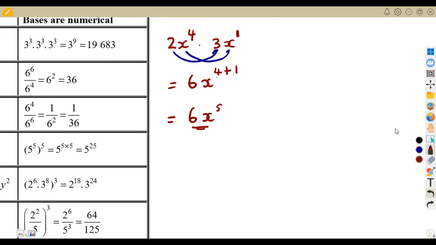This does not apply to the numbers 2 and 3. They are not the same, so you just multiply them directly. The rule only applies when the bases are the same. This and this are the same, so what you do is simply add your exponents in that case. You simply add the exponents if you are multiplying. So it's only for multiplication.